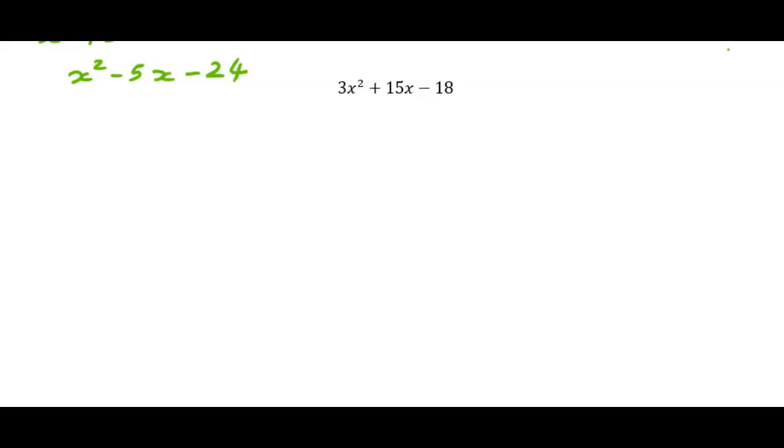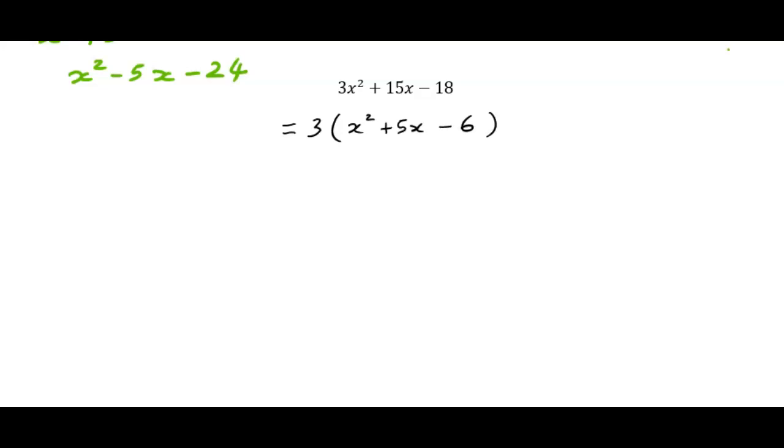Now, like we did with every single example in the previous lesson when we dealt with factorizing 2 and 4 terms, the first step always has to be to remove the common factor. So if I take out the common factor 3, I am going to end up with x squared plus 5x minus 6.